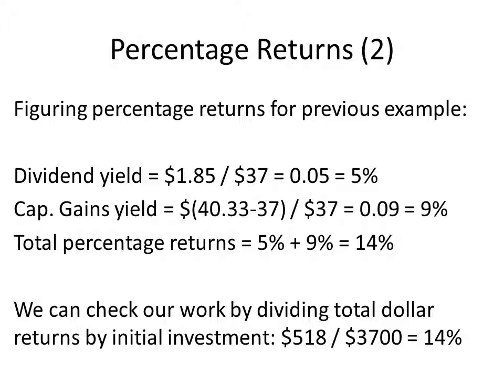So how do we get total percentage returns? All we have to do is add dividend yield and capital gains yield. 5% plus 9% is equal to 14%. Now that's a little more impressive when you're talking to your friends at a party than just telling them that your portfolio had dollar returns of 518.